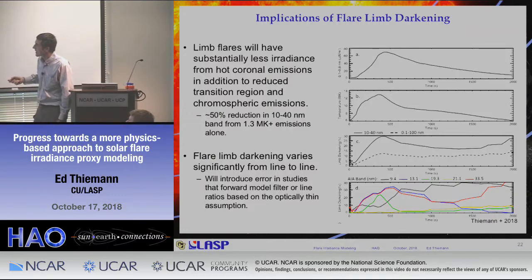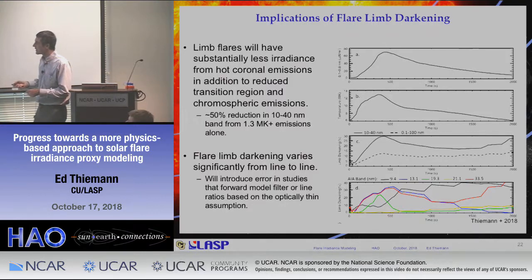And so here I've taken the AIA bands. They're all color-coded here, at least the EUV bands. And I'm plotting the percent limb darkening as a function of time. And so you can see this value here is 30%. So a number of the bands will be about 30% dimmer when that flare occurs near the limb versus when it occurs near disk center. But more importantly, they don't limb darken in tandem. And so certain lines are going to limb darken more than others and at different times.